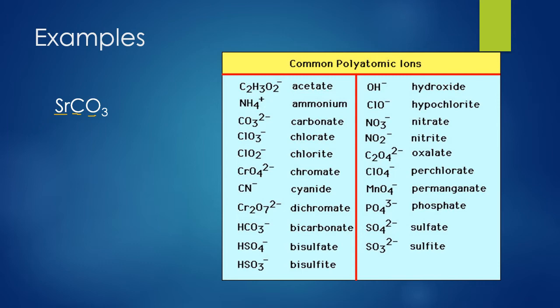So the Sr portion, strontium, we would find on the periodic table and just write its name exactly how it is on the periodic table. The rest of it, the CO3, we would look up in the polyatomic table, see that CO3 has the name carbonate, and write that name down. So strontium carbonate would be the correct name for that polyatomic ionic compound.